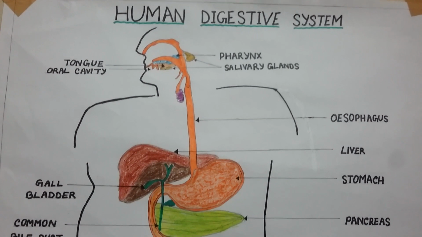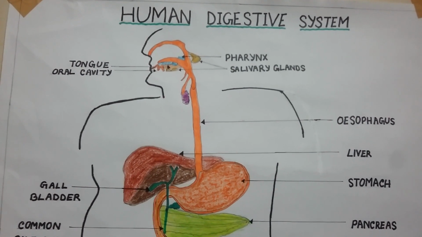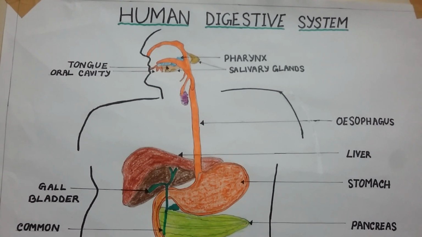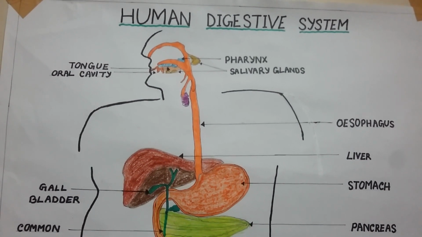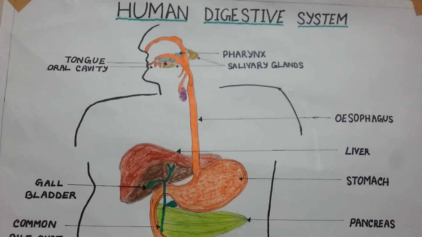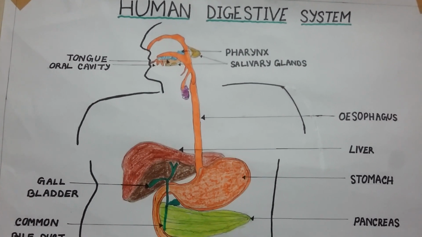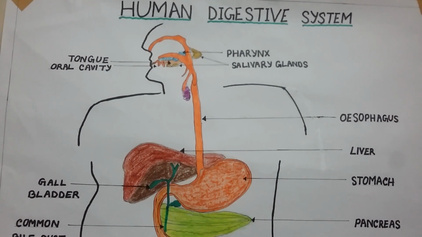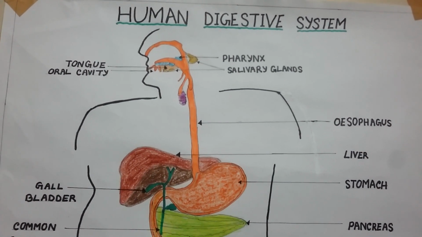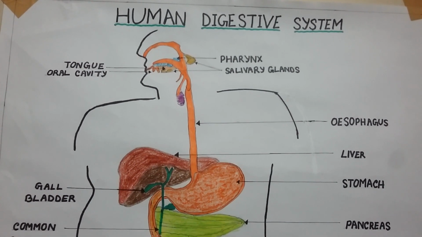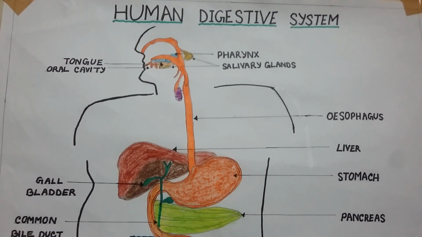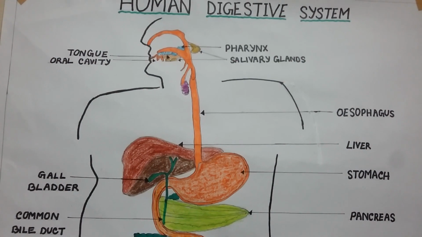Let us begin chapter 2, Nutrition in Animals. From this chapter, today we will discuss only the human digestive system. We take in food through the mouth, digest and utilize it. The undigested parts of the food are expelled from the body.